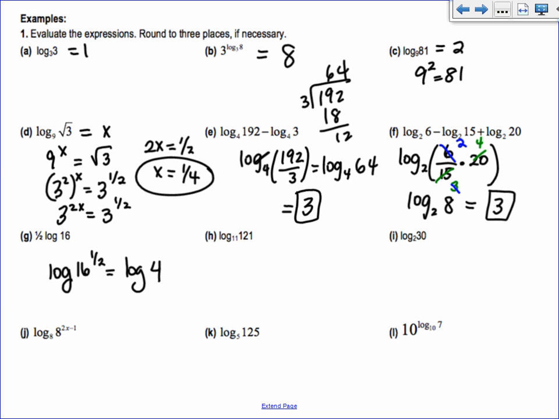All right, this one, log base 11 of 121. Easy. 2. No, 11 squared. 11 to the 2 is what gives you 121, not 11 to the 11.